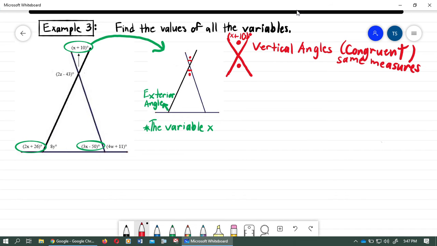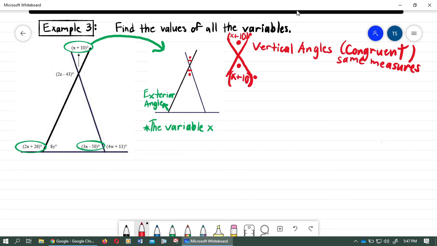So if that angle there is x plus 10, then this angle down here has to be x plus 10. I hope that makes sense. It's got to make sense, based on everything that we've already talked about. So again, folks, that means that angle right there has to be x plus 10.